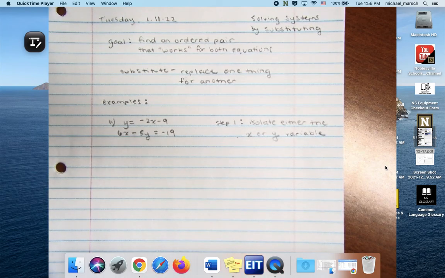Okay, so step 1, isolate either x or y. That means that you need to make one of the equations either be x equals and then everything else, or y equals and everything else. Do we have that finished already for this example?